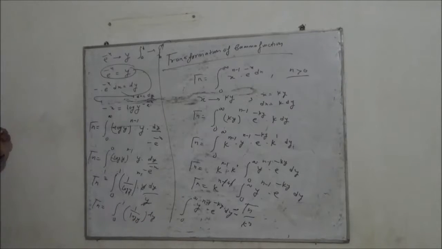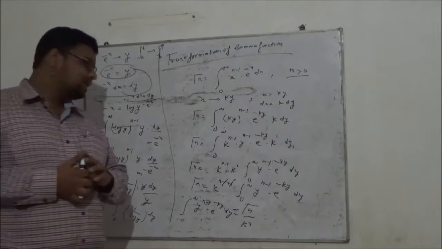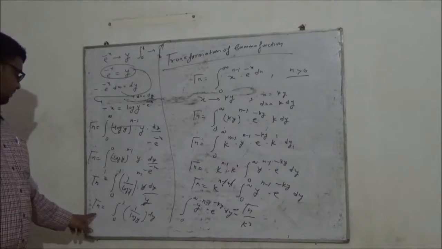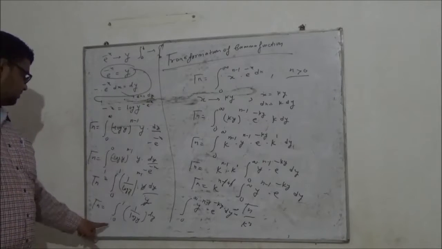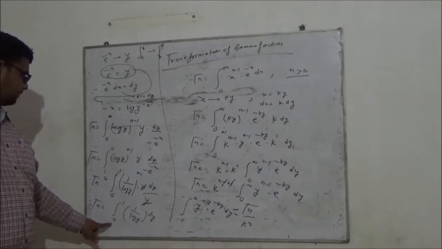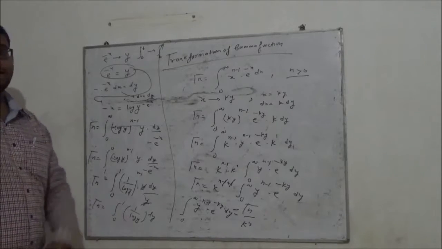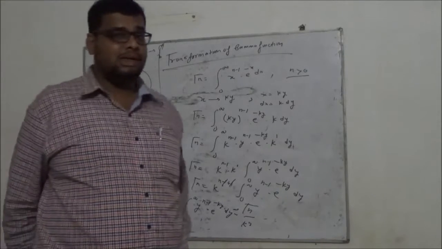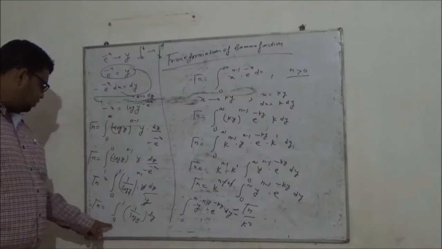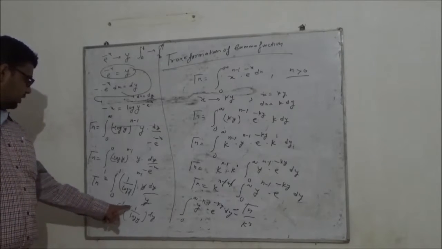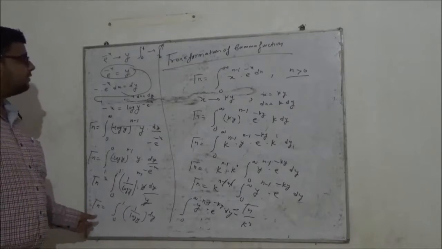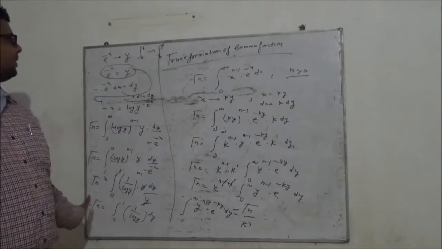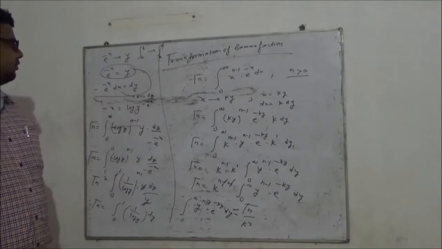So this is the result we get: gamma n has the same value as what we get from the integration from 0 to 1 of log y dy. This is the transformation. If we get the value of the integration from 0 to 1 of log y dy, or if we find gamma n, then both will have the same result for a positive real number.